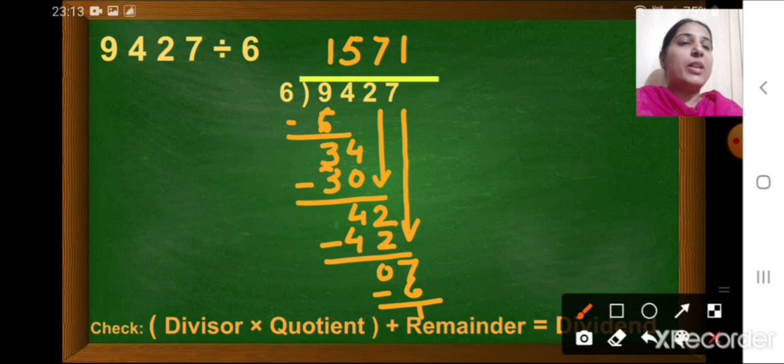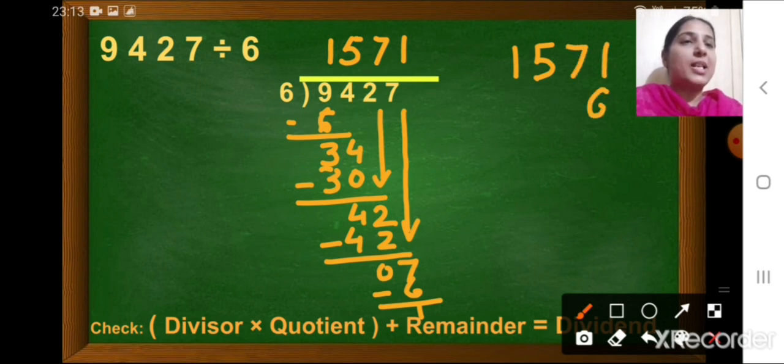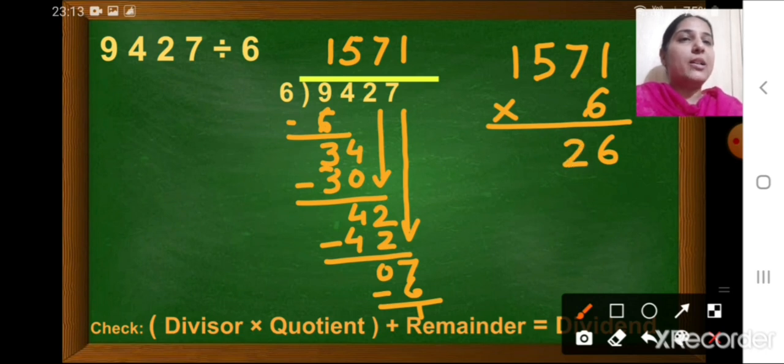Now suppose, children, you have to check. To check, we have the formula: divisor multiplied by quotient plus remainder. So what is the divisor here? The divisor is 6, whereas the quotient is 1571. So let's multiply 1571 by 6 here. 1 6 is 6, 7 6s are 42. So 2 we will write here and 4 will be carried over. Now 5 6s are 30 plus 4 is 34.